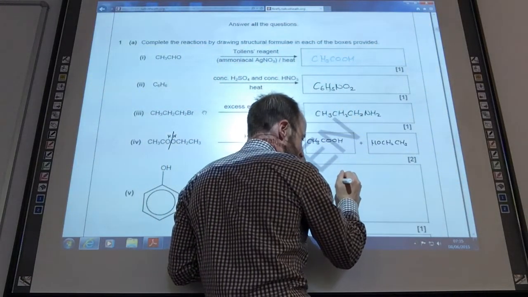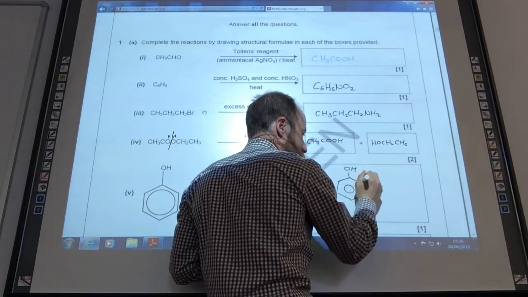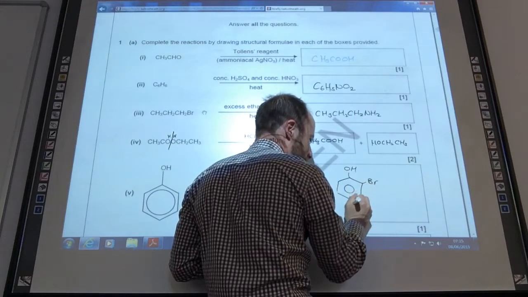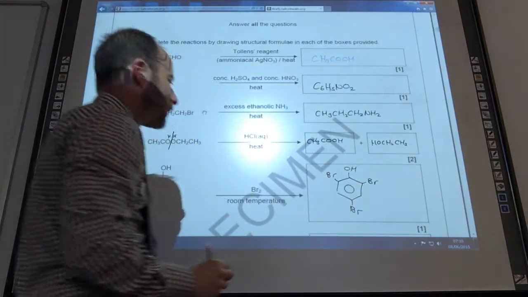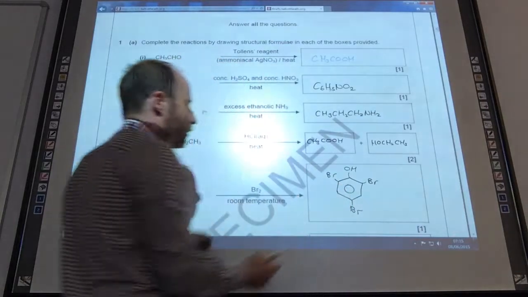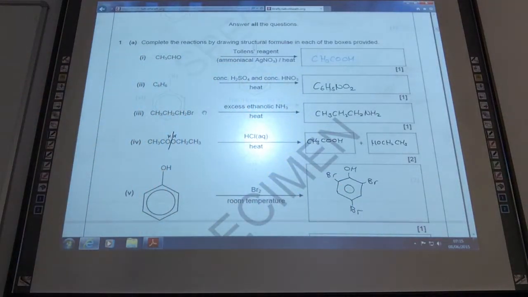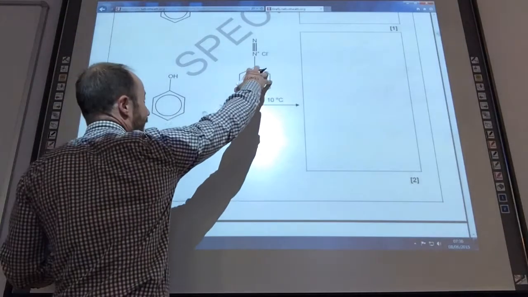And for this one, you've got phenol, and you reacted it with bromine. So hopefully you remember, this is actually the test for a phenol, and you'll hopefully remember that the bromine decolorizes, and you also see a white precipitate, and you make 2,4,6-tribromophenol.